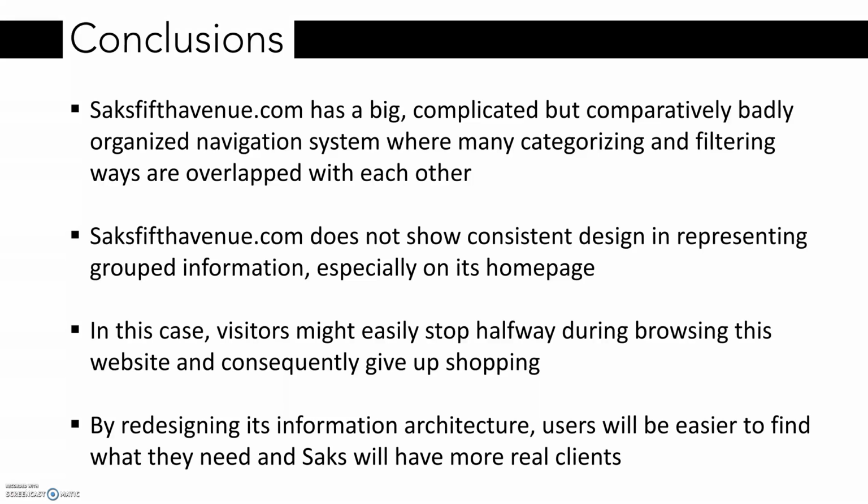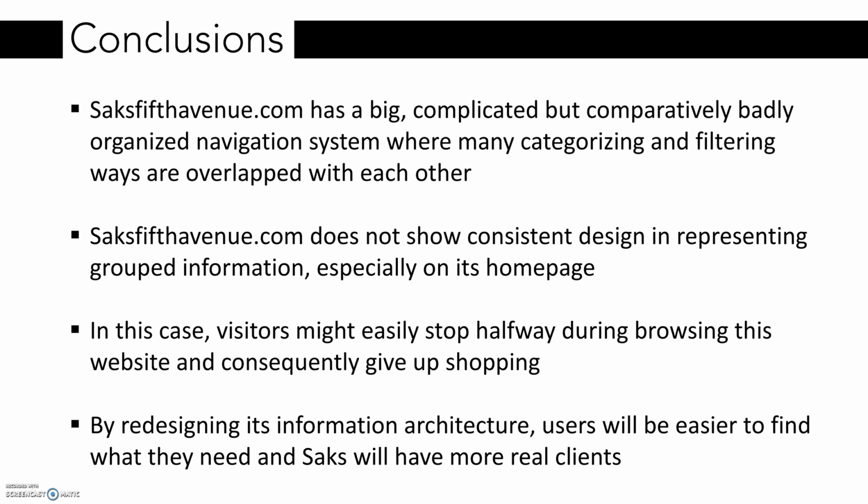To be honest, from my long-time experience of using Saks Fifth Avenue, I suppose Saks has a big, complicated, but comparatively badly organized navigation system. Because of its overlapping information groups, I always cannot find what I want to buy, and I always forget where I came from. As one of the top American luxury department stores, I suppose its design should be more consistent, especially in representing the grouped information. Otherwise, the visitors might easily stop halfway during browsing the website and give up their shopping journey.